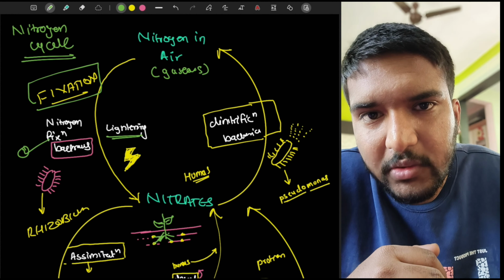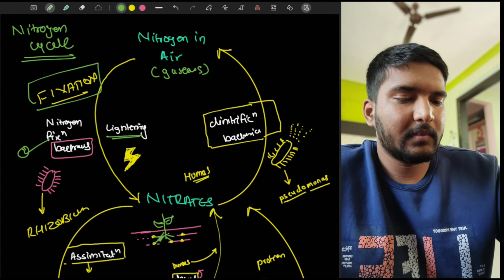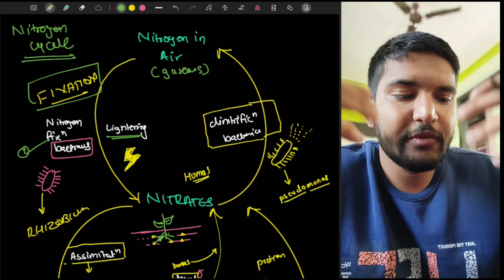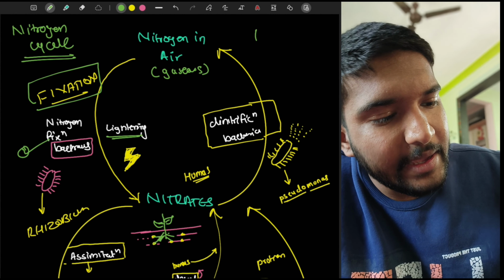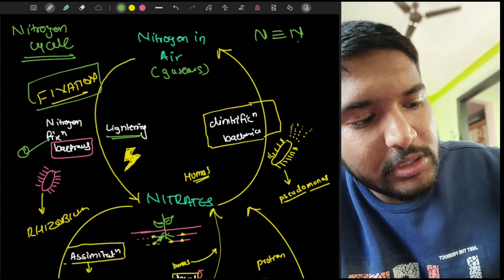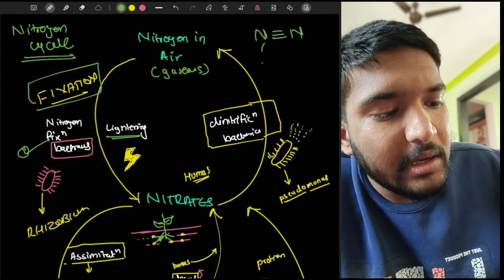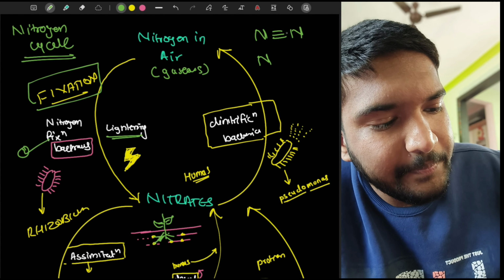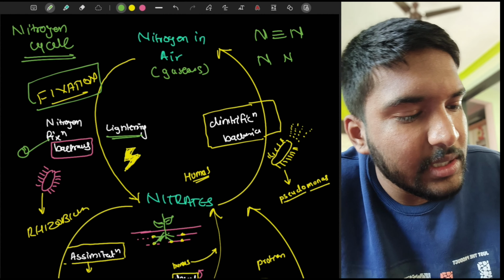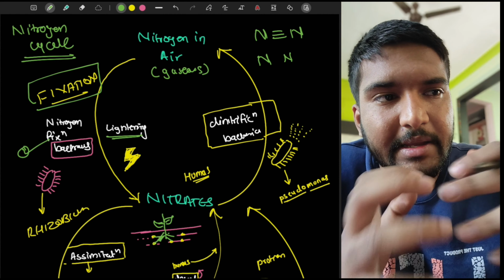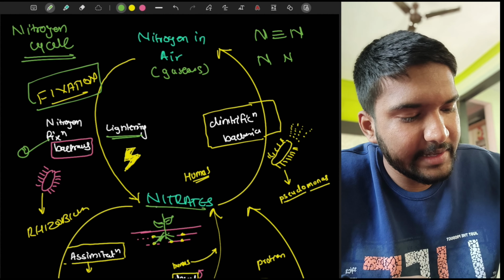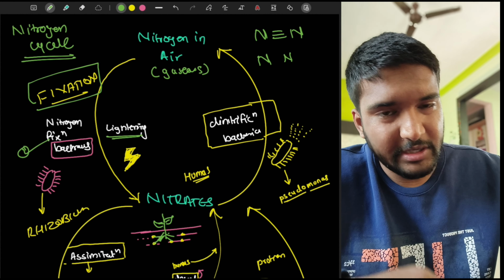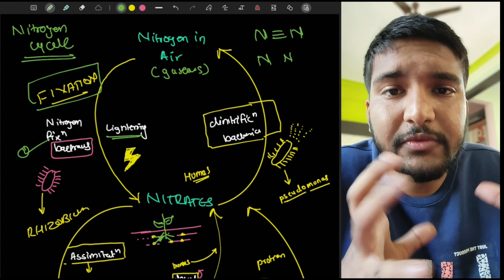What does lightning exactly do? Lightning provides a high amount of energy, which helps in breaking those nitrogen triple bonds, and this makes separate nitrogens, and these nitrogens again react, and then they form nitrates. So this is what we need to learn about nitrogen fixation.